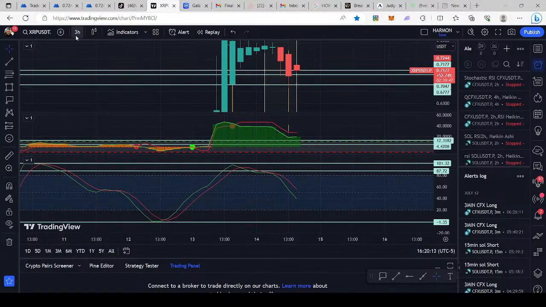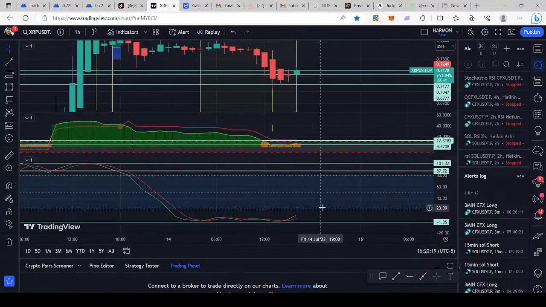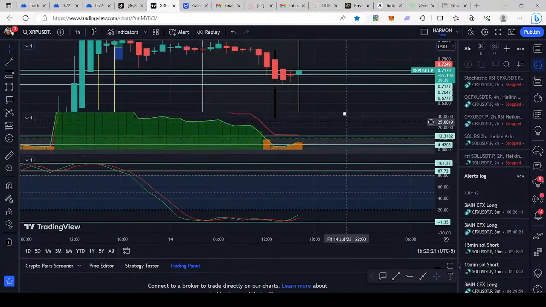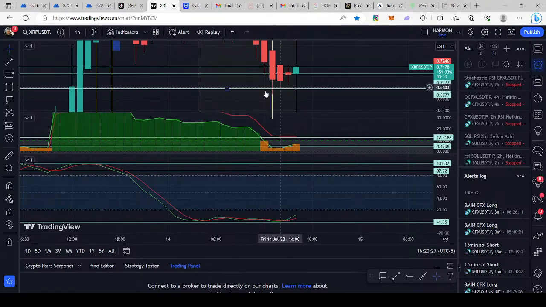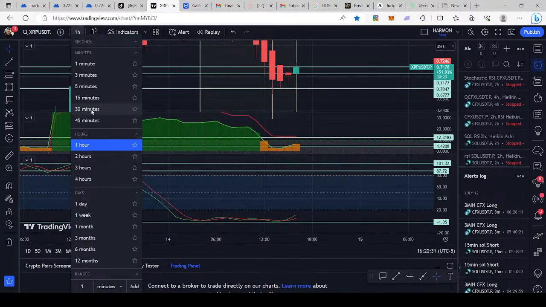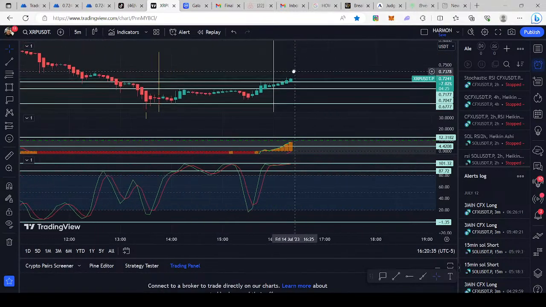We still have the 3 hour headed down. The 2 hour hasn't bottomed out completely. The 1 hour is finally pushing up, so we're getting an area where we can get positive volume. Positive volume, positive candle, so this is kind of like our buy zone. Not a bad area to be buying, but we haven't fully gotten to where we're at yet.